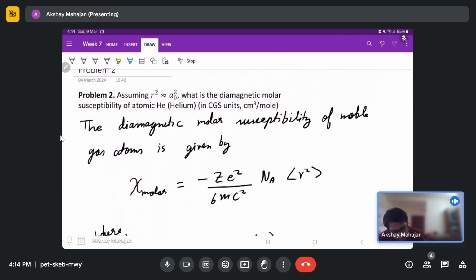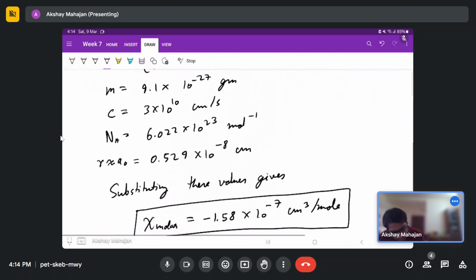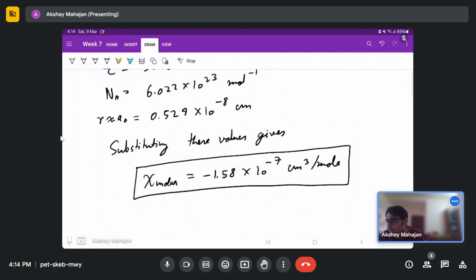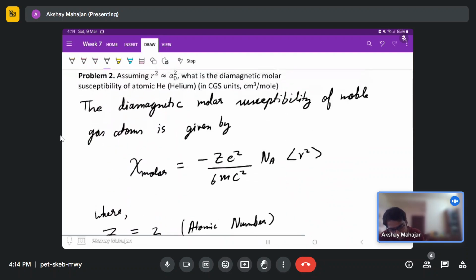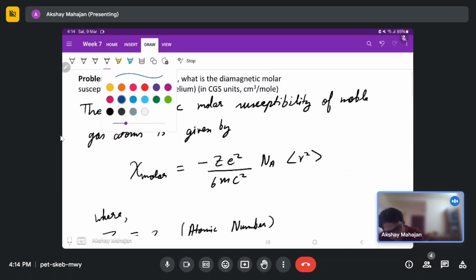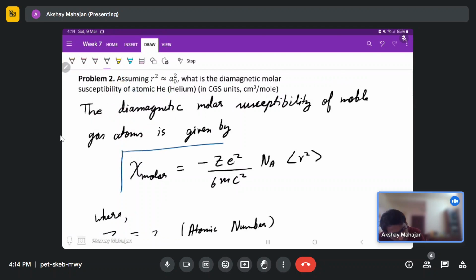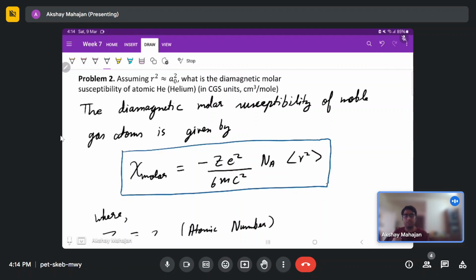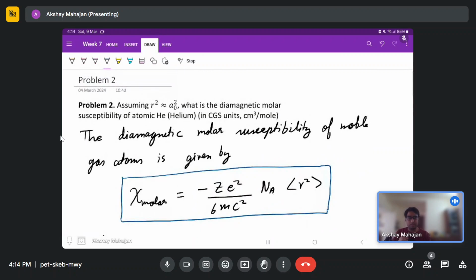Yes, we want the diamagnetic molar susceptibility, so that's why it's -1.58 × 10^-7 centimeter cube per mole. Mainly you need to remember this formula for this kind of problem: the diamagnetic molar susceptibility comes to this formula, minus Z e square upon 6mc square, Na times the average of r square, and in this case the average is given to you. Alright, any doubt in this one?